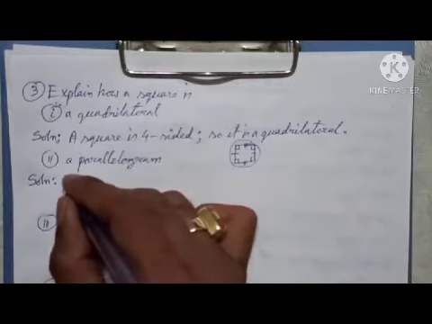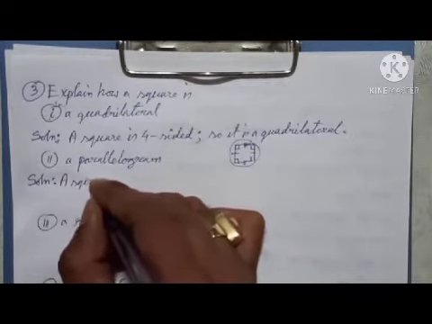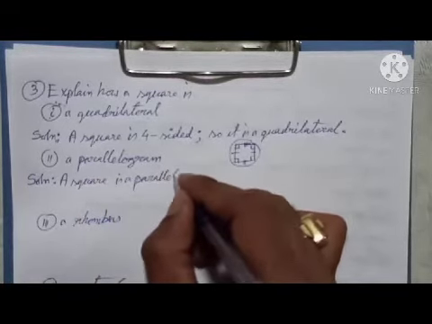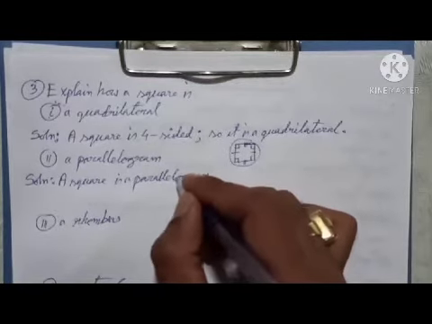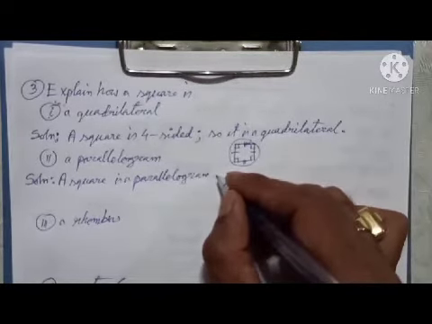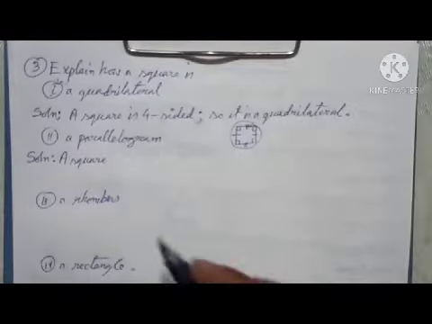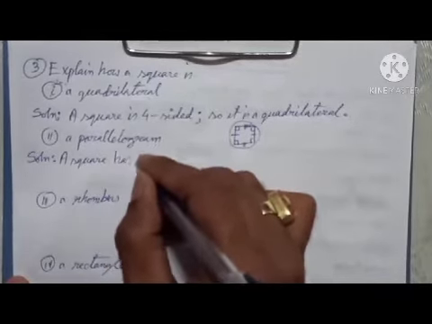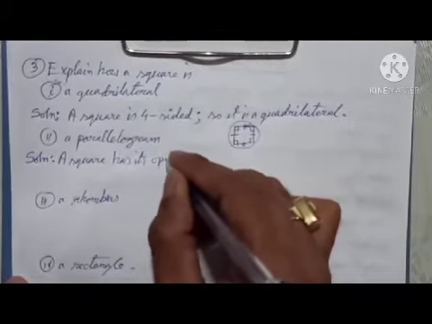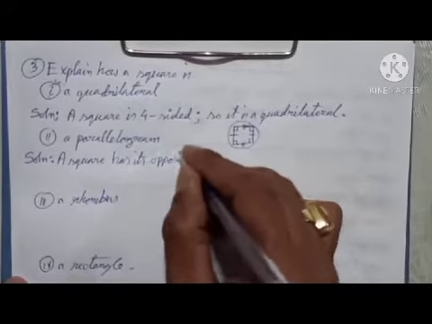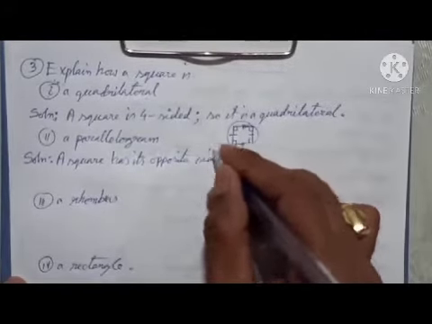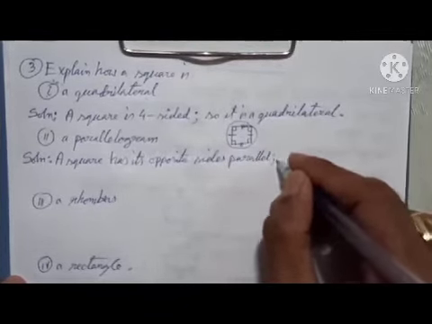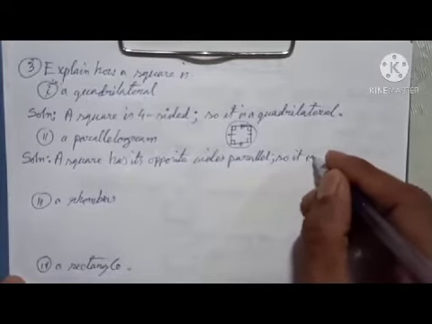Now solution. A square is a parallelogram. We can write like this also: a square has its opposite sides parallel. So it is a parallelogram.